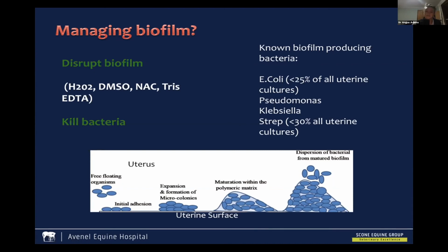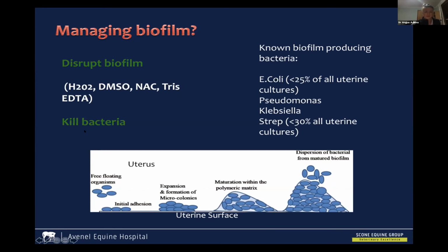And so if you consider that perhaps up to 25% of endometritis cases could be biofilm producing bacteria, or more if you consider that there are others, for example, strep, then we need to think about this as something we should be really doing as part of our clinical practice in treating endometritis, one of the most common causes of subfertility.